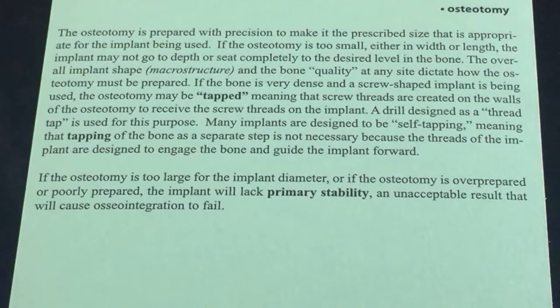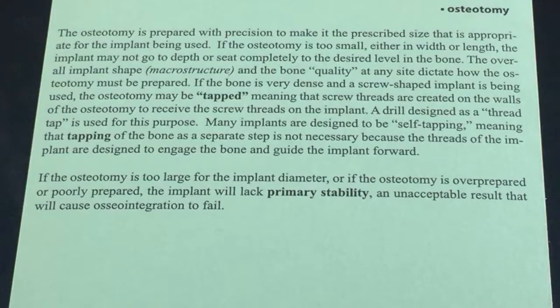The overall implant shape, which is a macrostructure, and the bone quality at any site dictate how the osteotomy must be prepared. If the bone is very dense and the screw-shaped implant is being used, the osteotomy may be tapered, meaning that screw threads are created on the walls of the osteotomy to receive the screw threads on the implant. A drill designed as a thread tap is used for this purpose.